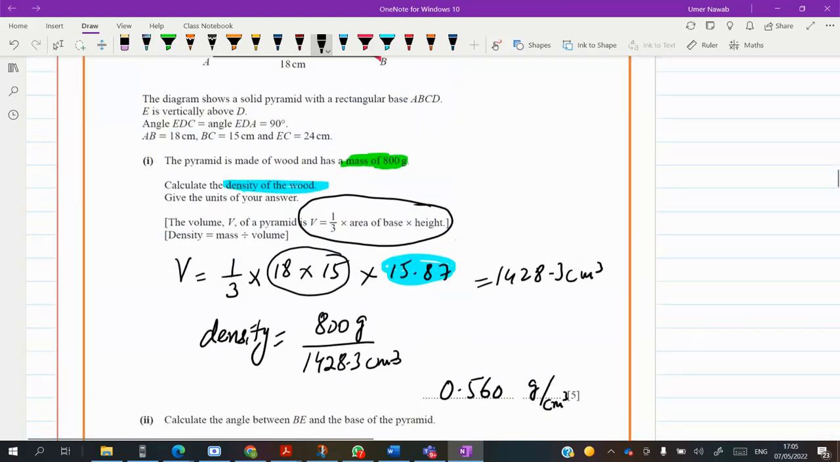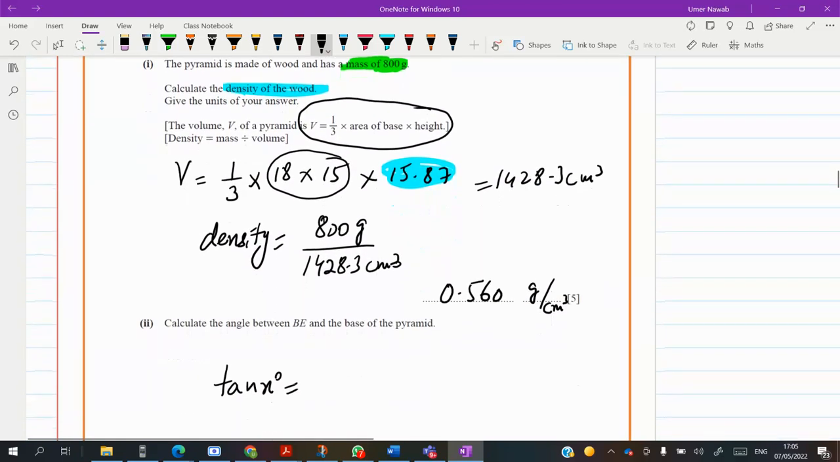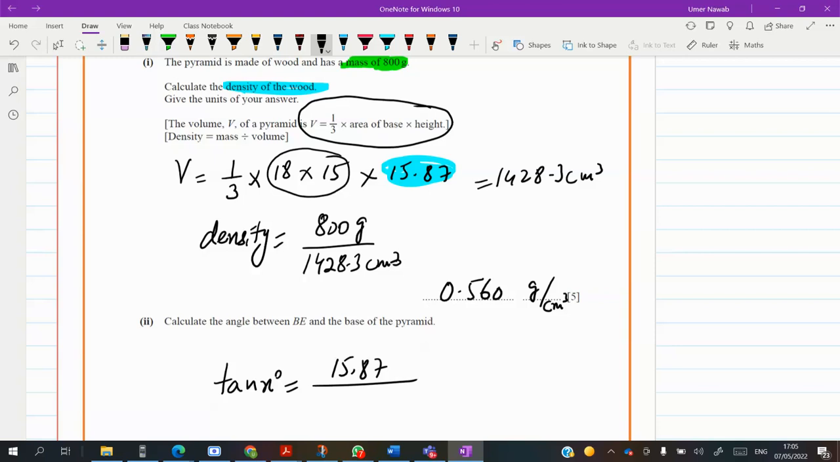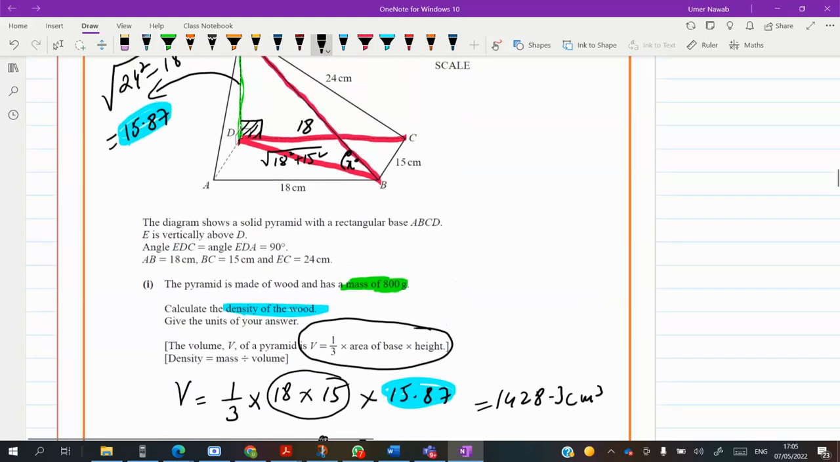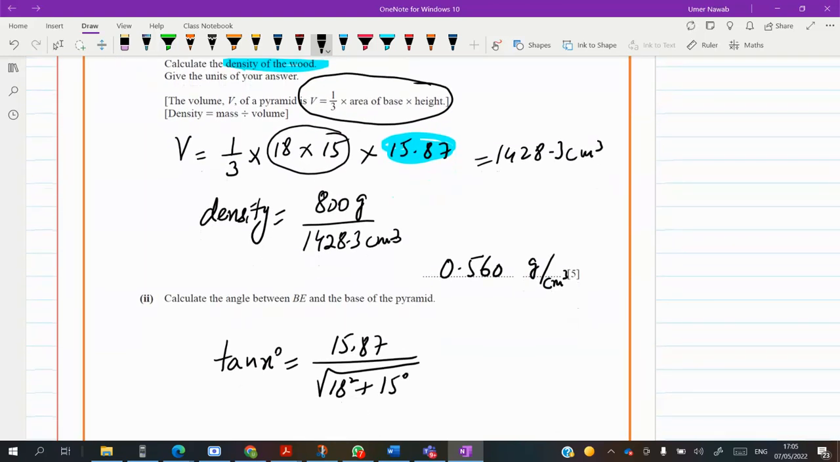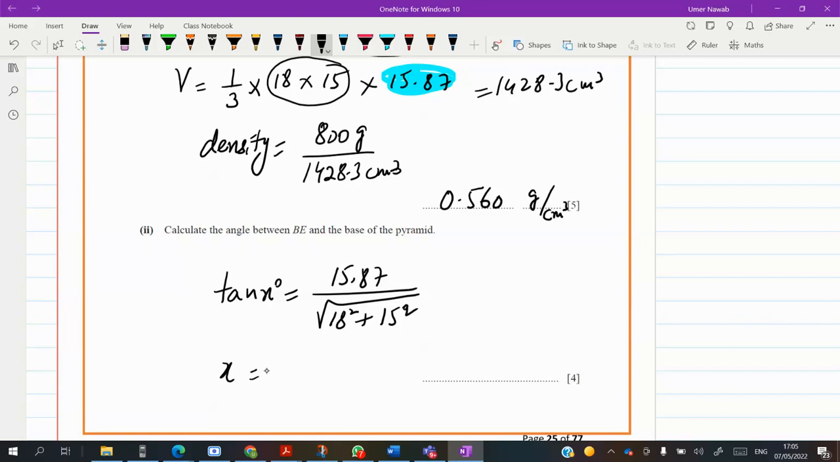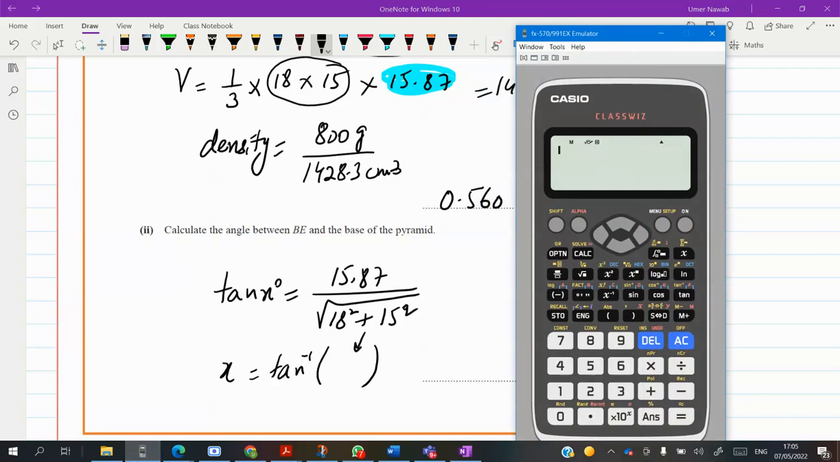Tan of x, opposite is 15.87, divided by the base, which is square root of 18 squared plus 15 squared, and x is equal to inverse tan of this. So shift tan of 15.87 over square root of 18 squared plus 15 squared, gives 34.1.